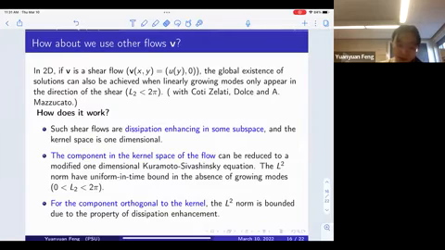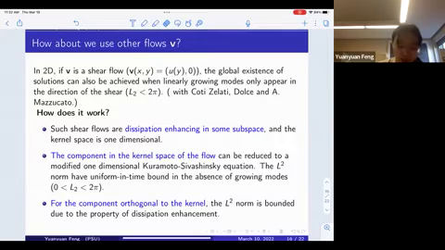This result actually works for 2D and 3D as long as we can add some dissipation enhancing flows with large amplitude to this system. But as I mentioned before, usually for the dissipation enhancing flows, we use mixing flows, which are time dependent and very complicated to construct. So instead, we want to use some simple flows. For example, we want to add a shear flow to this system.